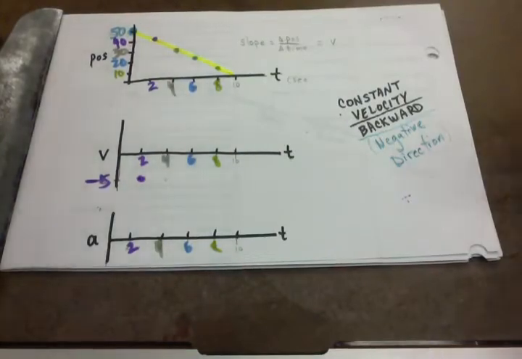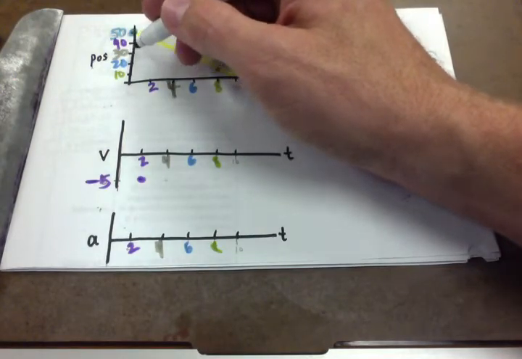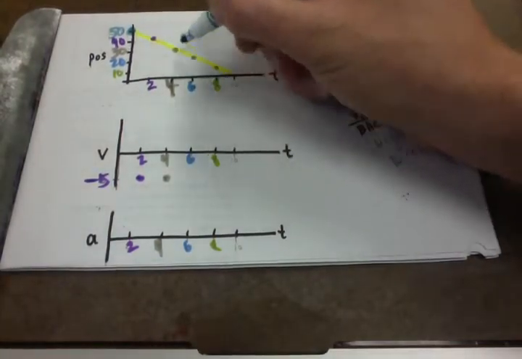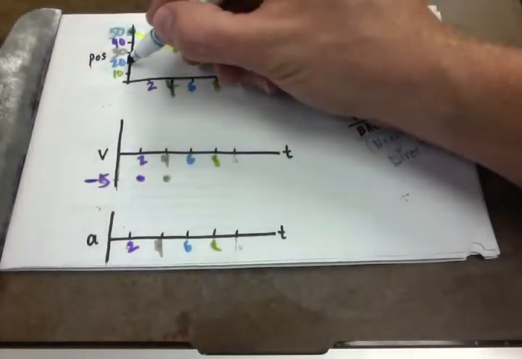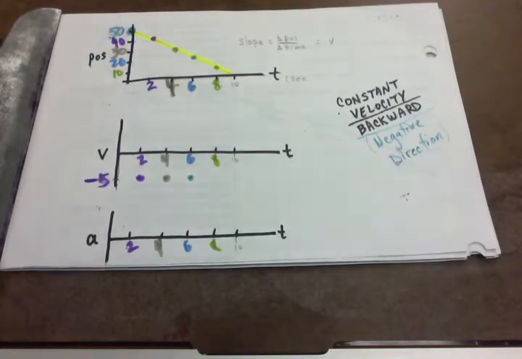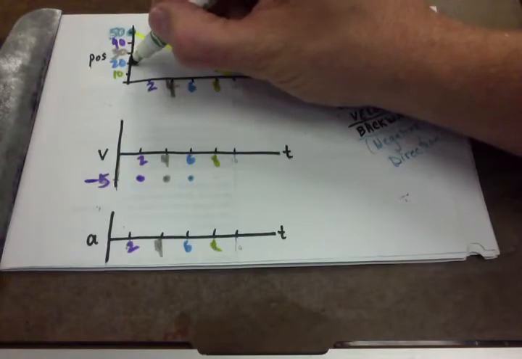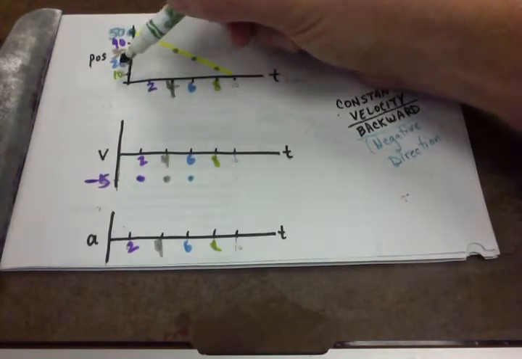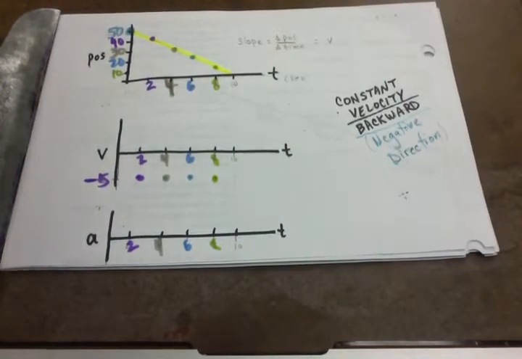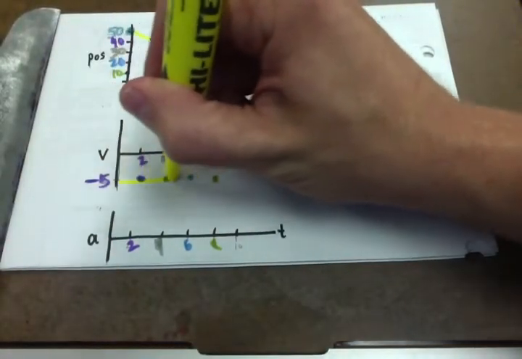What's my dot here at 4 seconds? This was down 20 and over 4. That's still -5. What is my slope here at 6? Well, it went, what, down 30 over 6. Still is a slope of -5. What's going on here at 8? It went, what, down 40 over 8. Down 40 and over 8. That still is, so yes. So really it's moving at the same speed, just the same speed coming backwards.